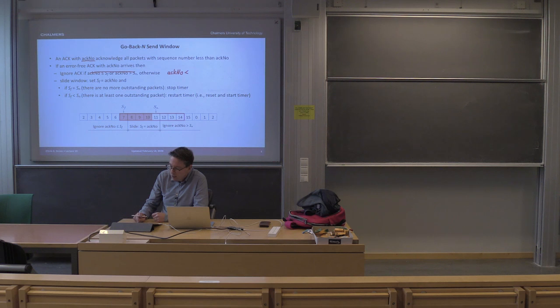Actually, I'll take this back. Sorry about that. This is actually correct. Let me go through the protocol and then we can see that this is actually right, I hope. If the ACNO is below or equal to SF or greater than SN, then we simply ignore it. Otherwise, we slide the window and put SF equal to ACNO, and if SF is equal to SN, then it means that... now I think I want to change my mind again. Sorry about that.